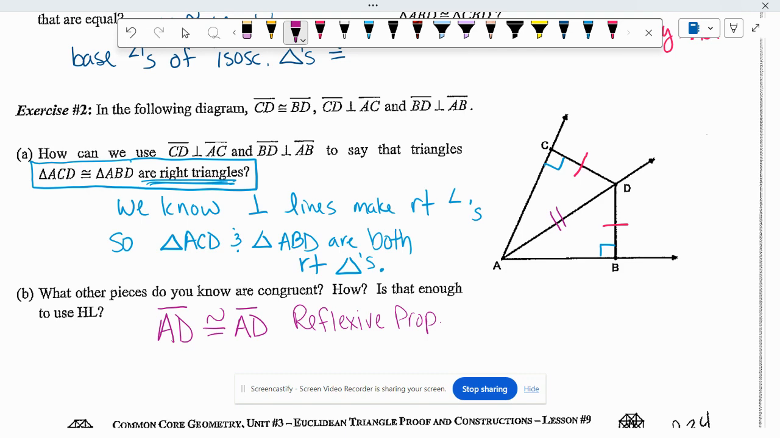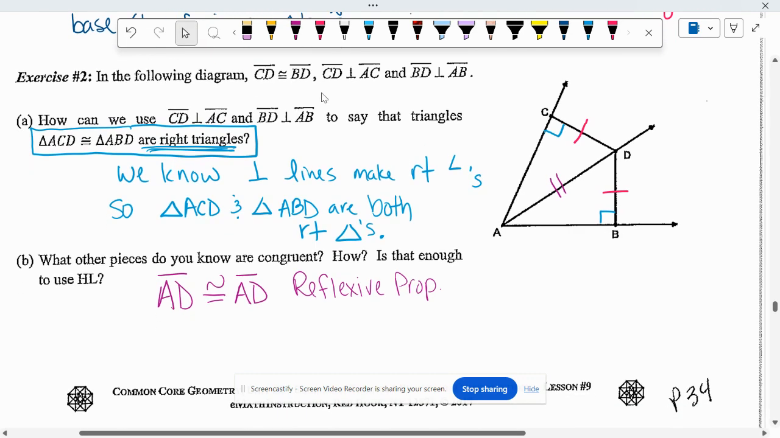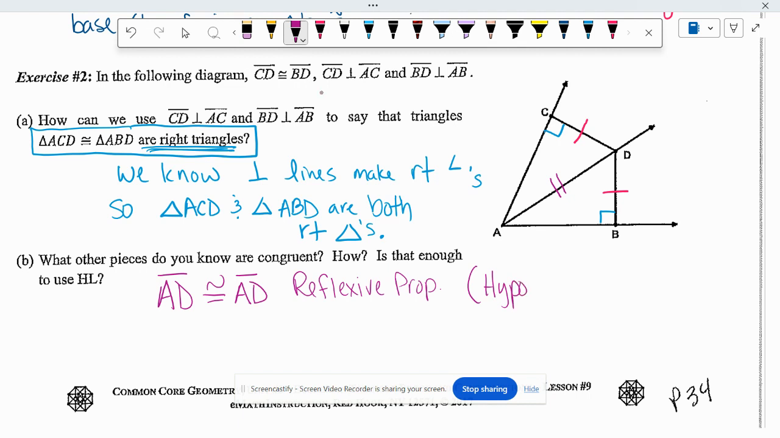Okay. So do we have enough? Let's see. We have two right triangles. We just marked that AD is congruent to AD, which is the hypotenuse, right? And we have that given that CD and BD are congruent to each other. Those are legs. So do we have enough to say hypotenuse leg theorem? Yes, we do. Triangle ACD is congruent to triangle ABD by HL, by hypotenuse leg.